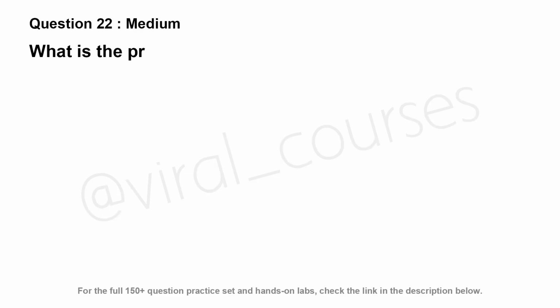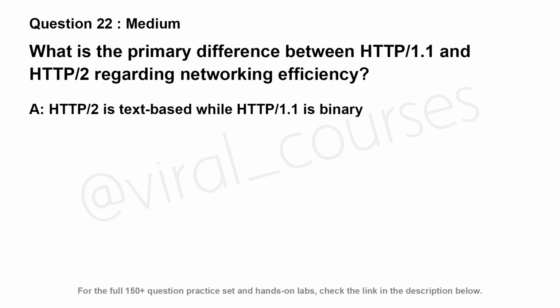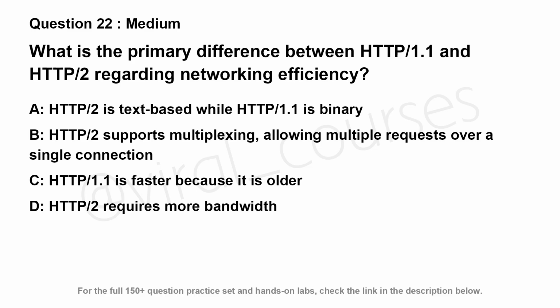What is the primary difference between HTTP 1.1 and HTTP 2 regarding networking efficiency? Option A. HTTP 2 is text-based while HTTP 1.1 is binary. Option B. HTTP 2 supports multiplexing, allowing multiple requests over a single connection. Option C. HTTP 1.1 is faster because it is older. Option D. HTTP 2 requires more bandwidth.